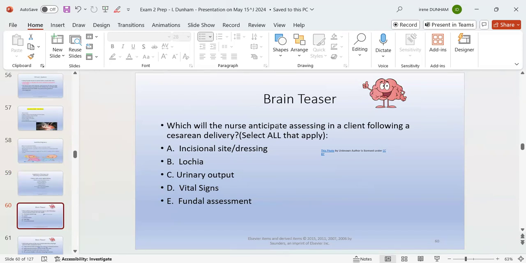Which will the nurse anticipate assessing in a client following a cesarean? Select all that apply. All of that. Just remember, she has just had surgery, so you have to be very careful with her. Her lochia is still going to be the same because it comes from the inside of the uterus. Urinary output, vital signs, and blood pressure have to be assessed. The fundus has to be firm. So you do your assessment. And of course, you're going to look at that incisional dressing. If you have a little spot on the dressing, I always put a little circle around it. Then when I go back to check again, if it goes outside that little circle, she has more active bleeding underneath it. That's a little tip.